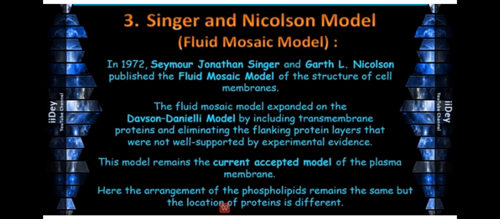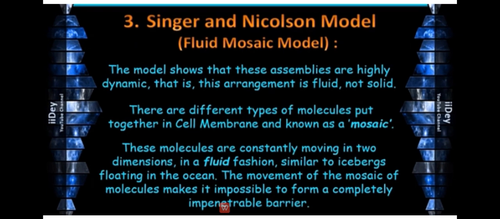In 1972, Seymour Jonathan Singer and Nicolson published the fluid mosaic model of the structure of the cell membrane. The fluid mosaic model expanded on the Davson-Danielli model by including transmembrane proteins and eliminating the flanking protein layers that were not well supported by experimental evidence. The model remains the current accepted model of the plasma membrane. Here the arrangement of the phospholipids remains the same, but the location of proteins is different.